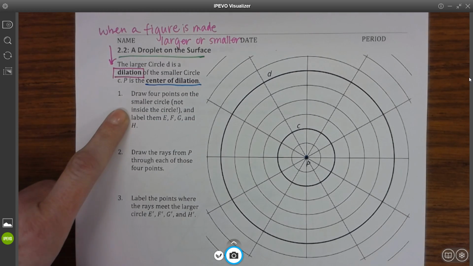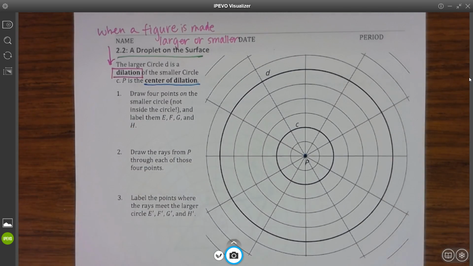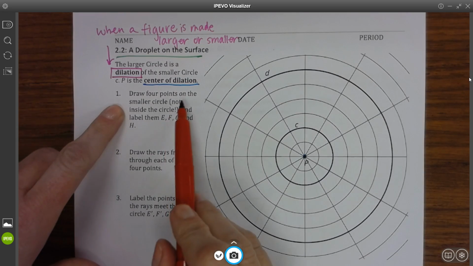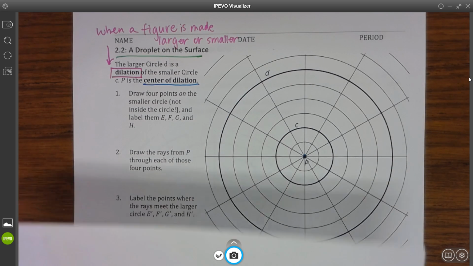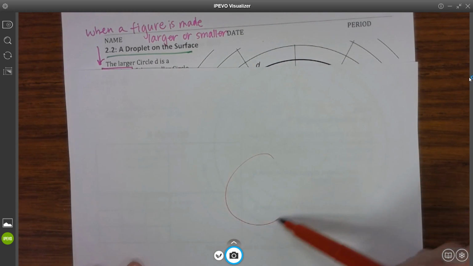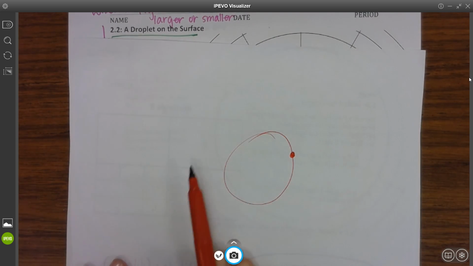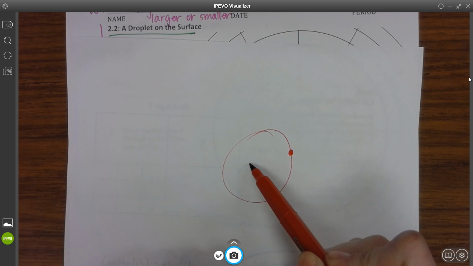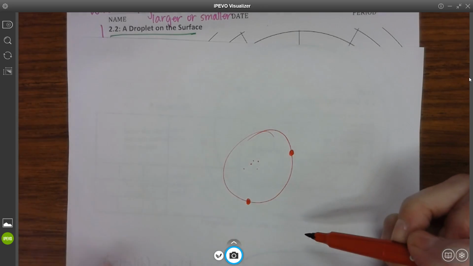All right, number 1. Draw 4 points on the circle, not inside. So we're drawing 4 points on the circle, not inside. On a side note, when you are looking at the directions and it says on the circle, let me get a piece of paper here. If I had a circle, this is on the circle. I don't mean two-dimensional, the surface. This is not on the circle for our directions. This means on the circle, okay?